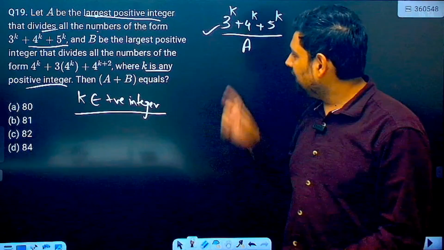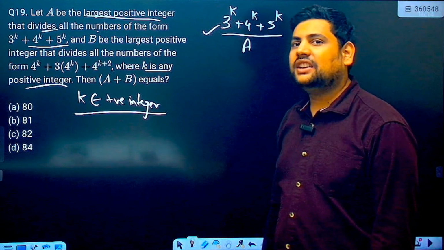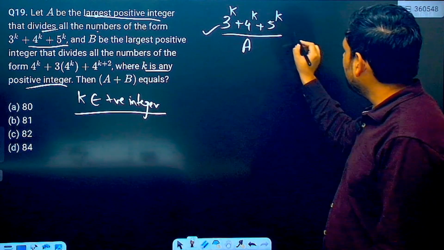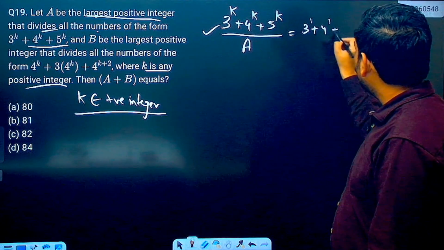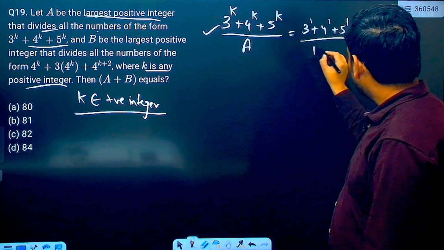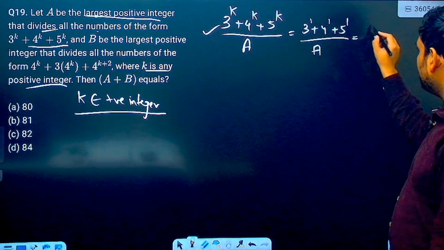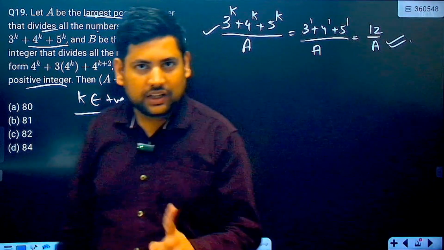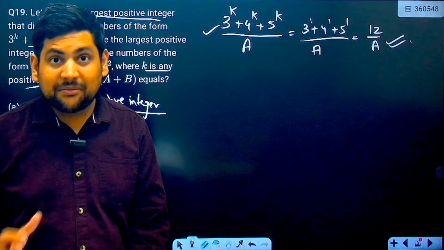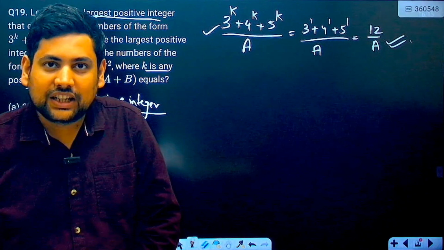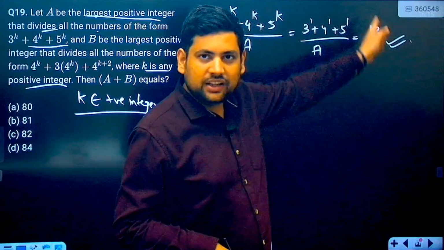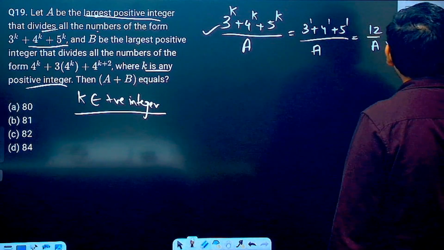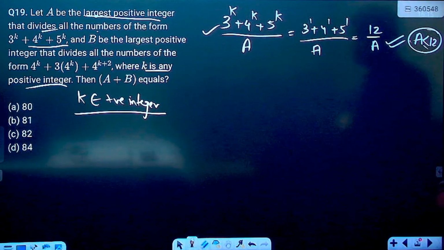Now, can you at least feel that if I take a too large, let's say I take a as 5000. Now, if I put k equal to 1, wouldn't this become 3 power 1 plus 4 power 1 plus 5 power 1 by a? So this is 3 plus 4, 7, 7 plus 5, 12. So that means a must divide 12 also. Correct? So a must be less than or equal to 12. Can I have here 5000? No. It won't divide it completely. From here only I get that a is definitely less than or equal to 12.